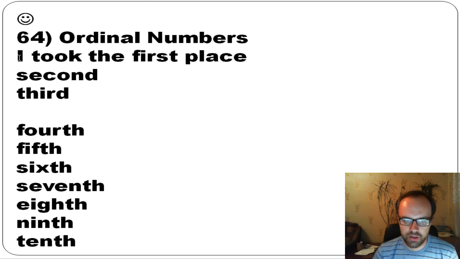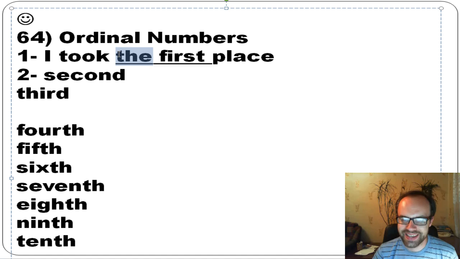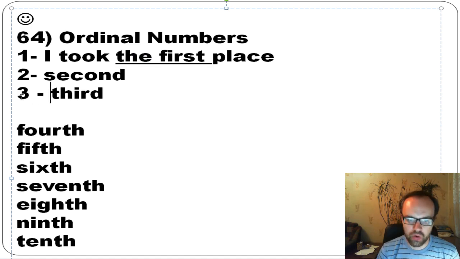Well, ordinal numbers, yeah? So we say 1, but the first. I took the first place, okay? So 2, but the second, yeah? You always say that. I took the second place. Or 3, but the third. I took the third place, yeah? So you need to remember the first, the second, the third. And then you add th, okay?